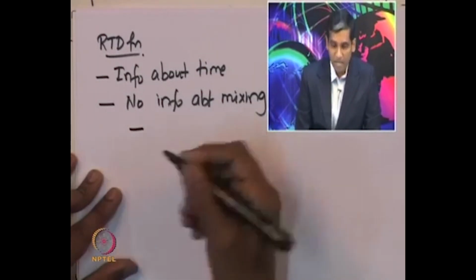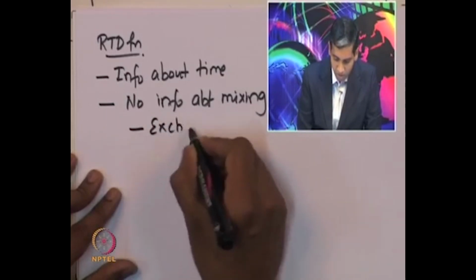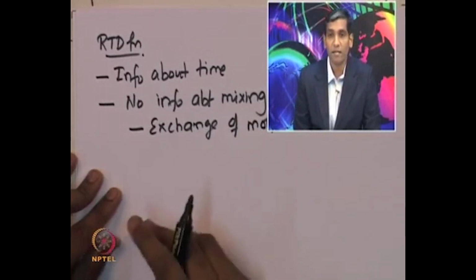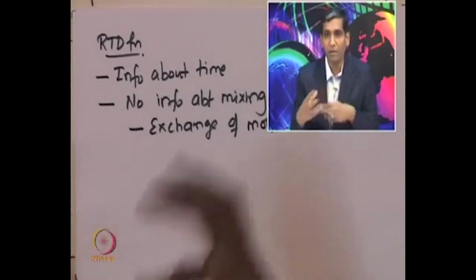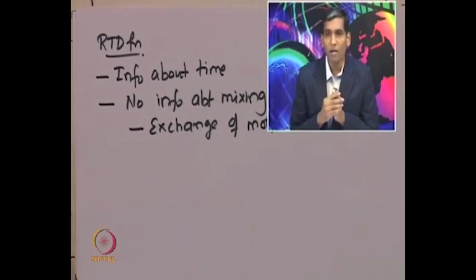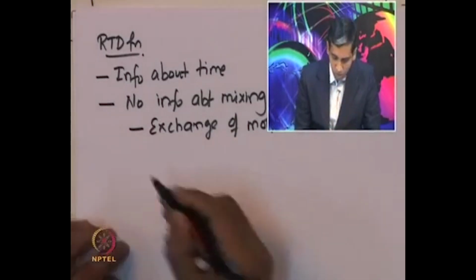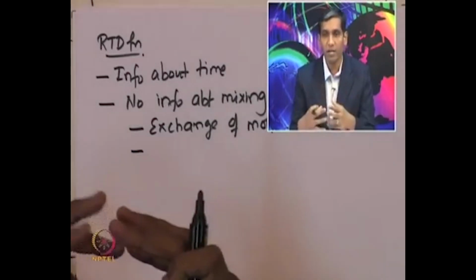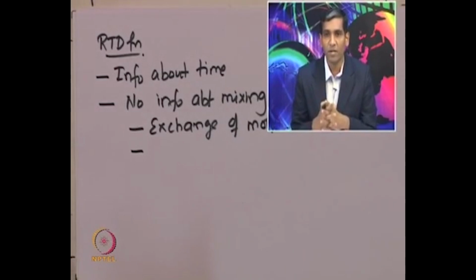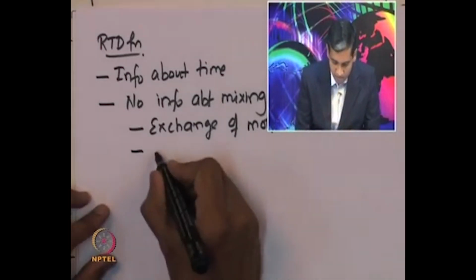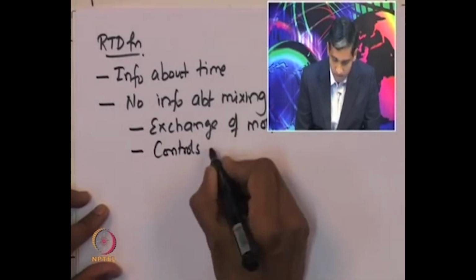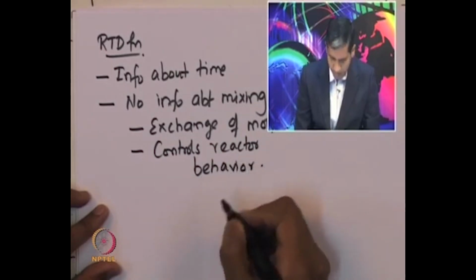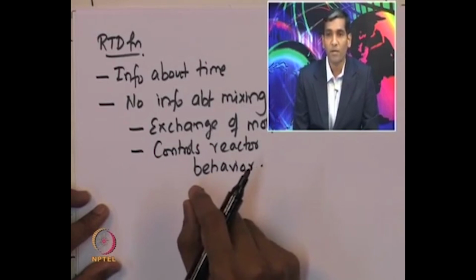Now, what is mixing? Mixing is essentially the exchange of molecules or matter which is in the fluid stream. The exchange of matter between different sections of the fluid stream is what is called mixing. Why is mixing so important? Because it strongly controls the behavior of the reaction, and it strongly controls the conversion of that particular reactant in the reactor. So, it controls the reactor behavior. It has strong implications on the performance of the reactor.